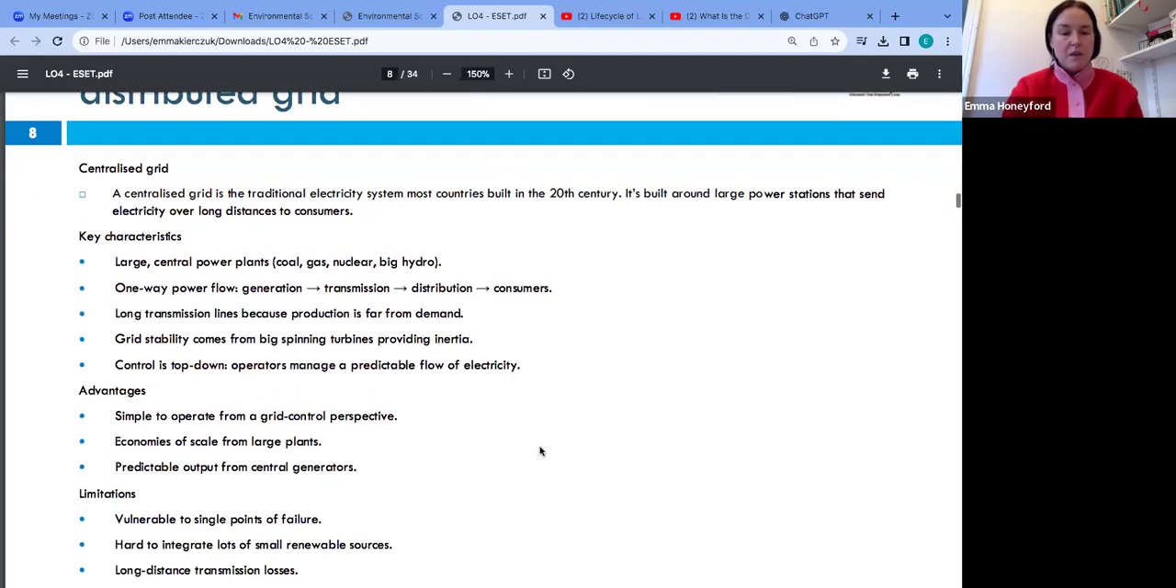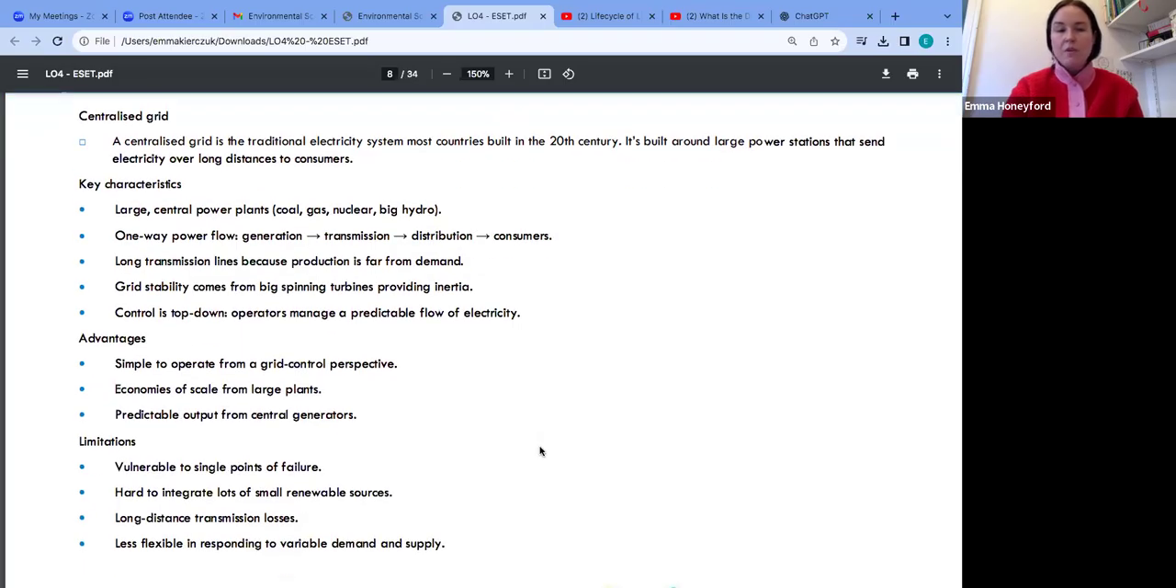There have been massive advantages of this. It's simple to operate from a grid control perspective, with economies of scale from large plants and predictable output from central generators. Although there are many limitations, we are vulnerable just solely using a centralised grid, because it's a single point of failure. If something goes wrong, it affects the whole chain. It's also hard to integrate lots of small renewable sources. It's very rigid, and we know that with the move towards renewable energy, we're going to need systems in place that can integrate the energy supply.